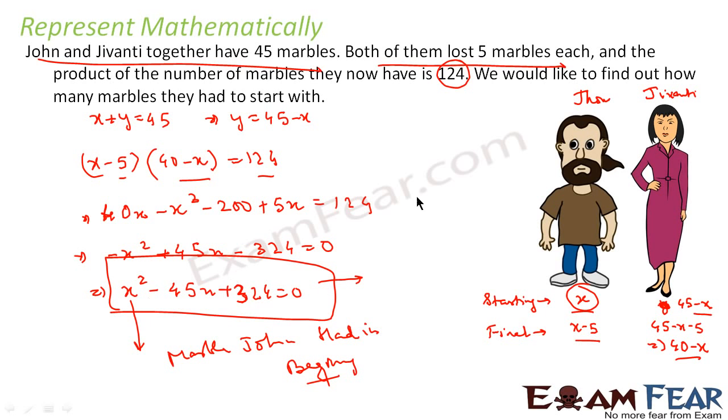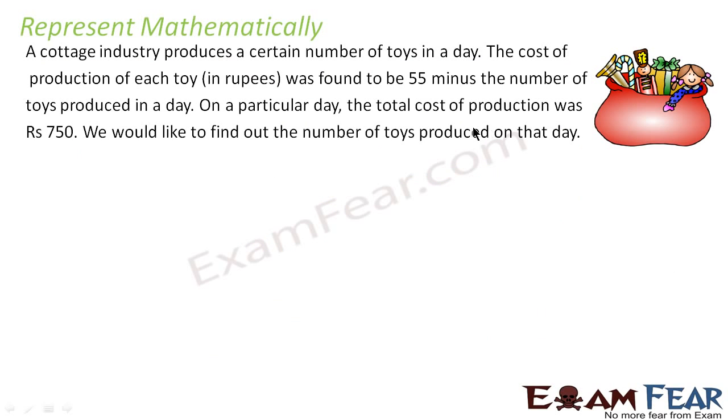We know why, because this is of the form ax square plus bx plus c is equal to 0, where a is 1, b is minus 45 and c is plus 324. Correct? Let's take one more example. This also we have to represent mathematically.